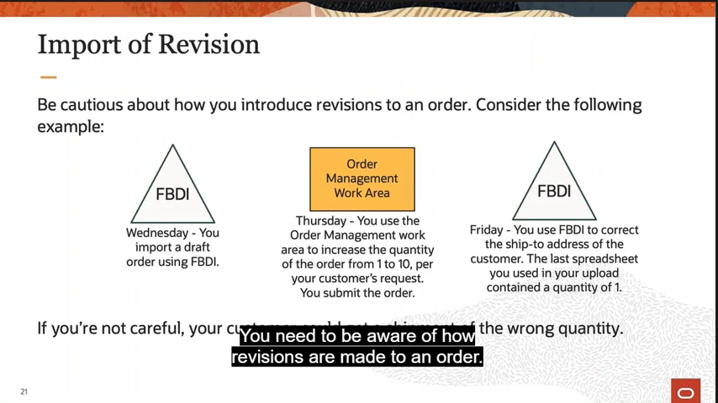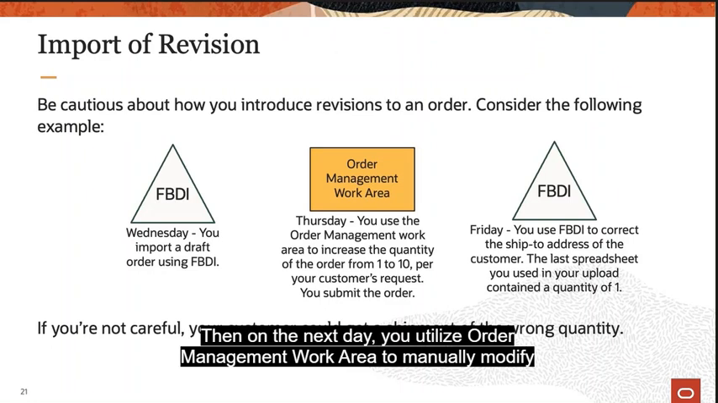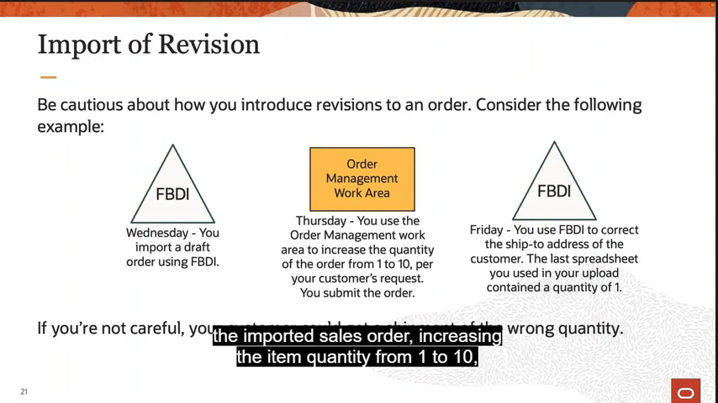You need to be aware of how revisions are made to an order. As an example, you might start with importing an order using FBDI. Then, on the next day, you utilize order management to manually modify the imported sales order, increasing the item quantity from 1 to 10, then resubmitting the order revision.